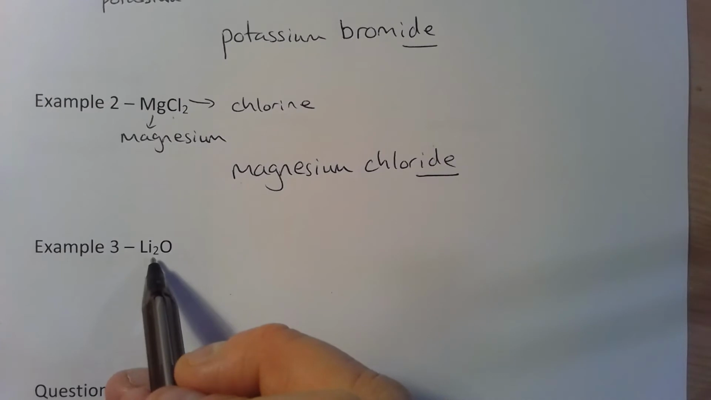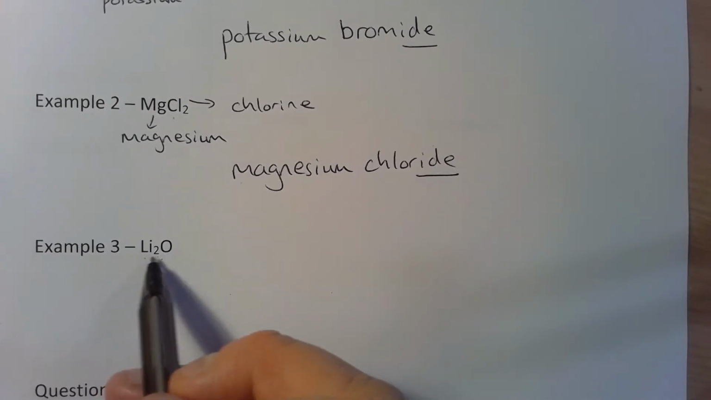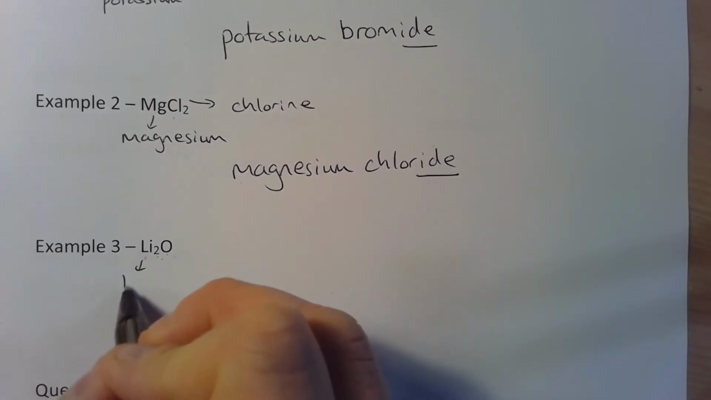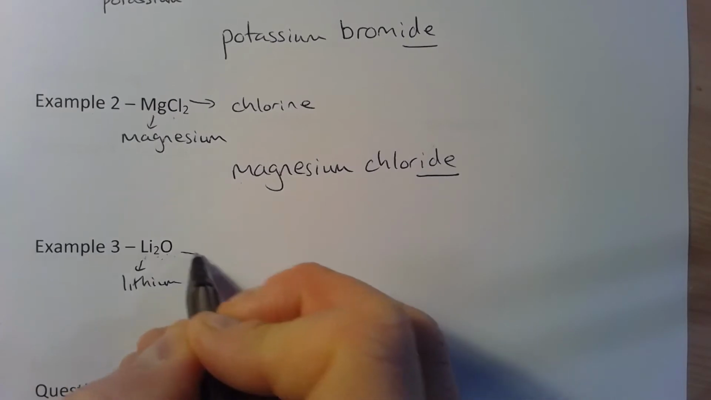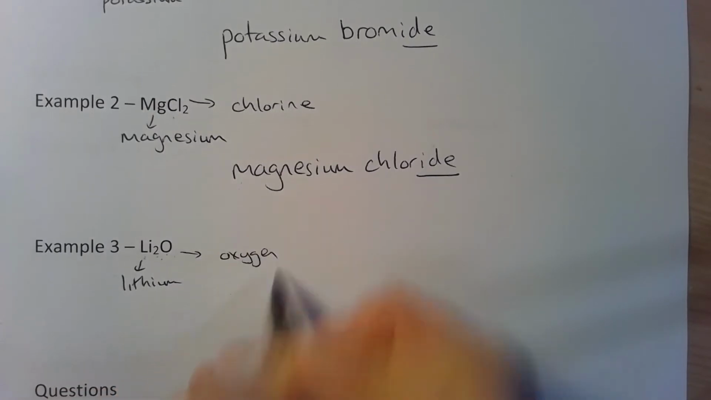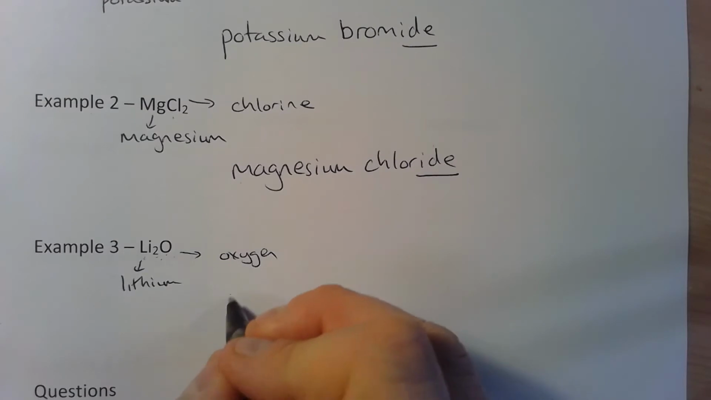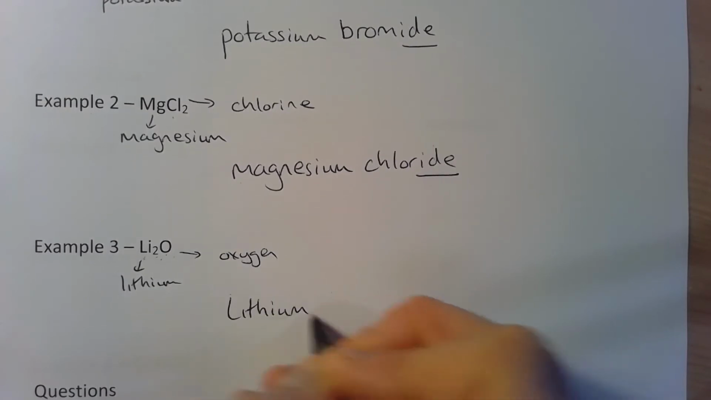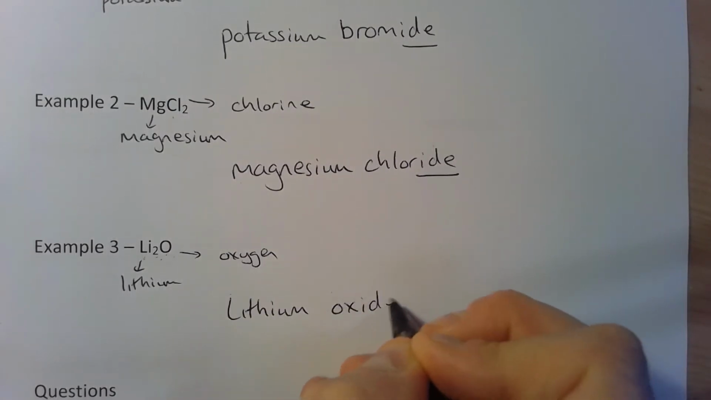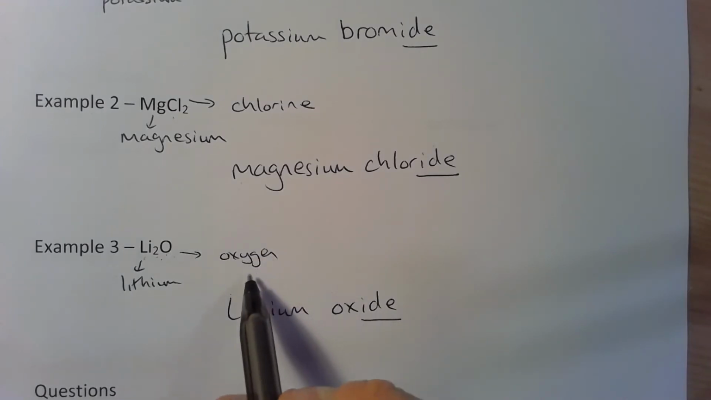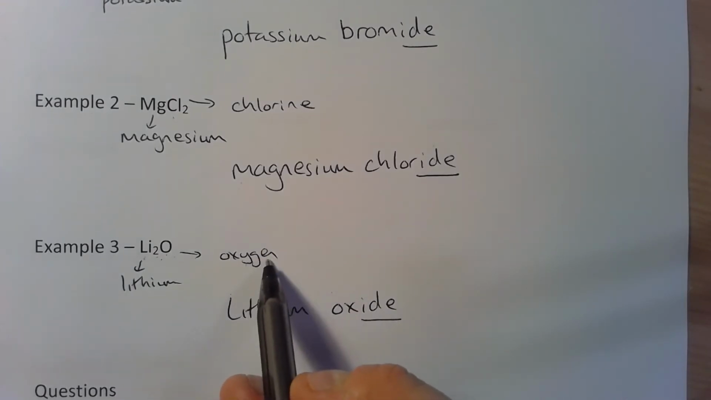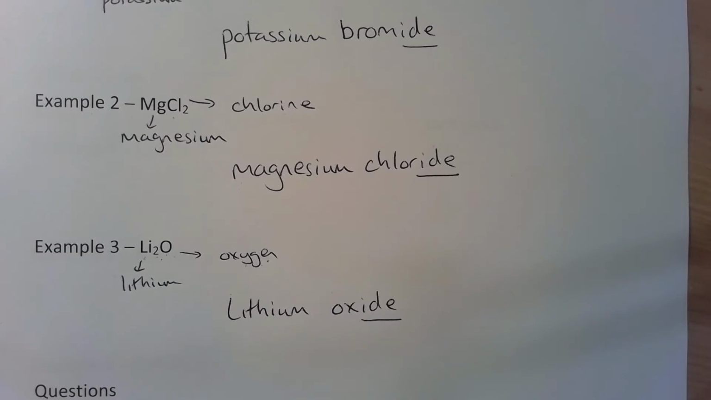Again, same process here. There's a number here, that makes no difference. All we do is look at the two elements that make this up, and we see that this is lithium and this is oxygen, so the name becomes lithium oxide. So we go from the ygen at the end to ide, so we get lithium oxide.